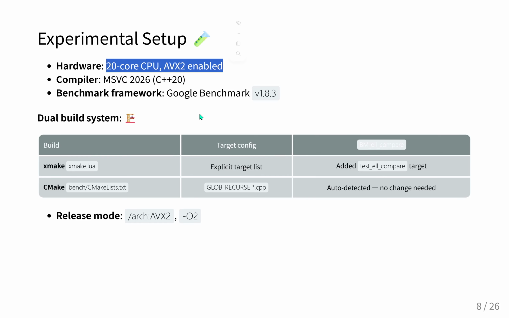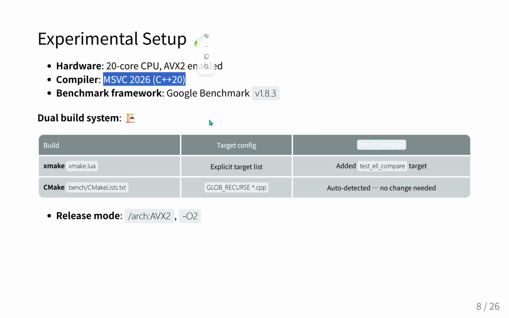And they compiled it on MSVC 2026 using modern C++20, orchestrated with Google Benchmark version 1.8.3, I believe. Yep, and they even used a dual build system with both Xmake and CMake, just to guarantee the build environment wasn't introducing any weird bias. It's some very serious hardware and software orchestration.